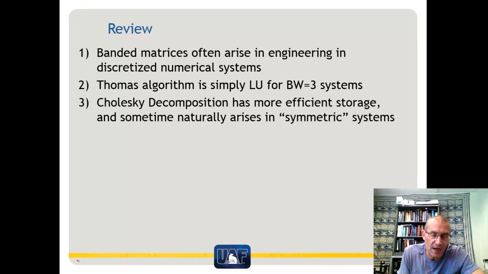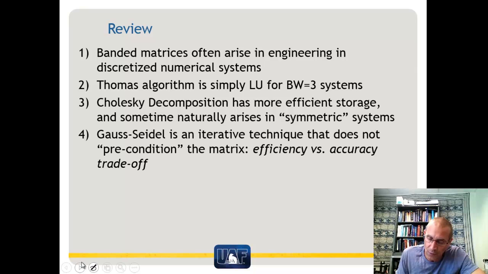Cholesky decomposition has a more efficient storage mechanism because you only have to store effectively half of the matrix. And sometimes it naturally arises in symmetric systems. Again, that heated bar system is symmetric. The points to the left of it and right of it always have the same effect. And so sometimes you don't even have to go through the Cholesky decomposition initial step because you've already got a matrix that is of that form.